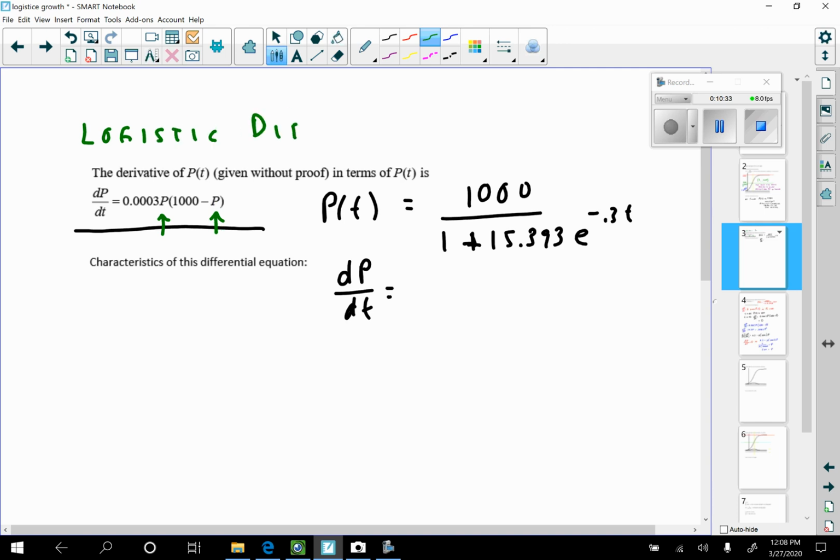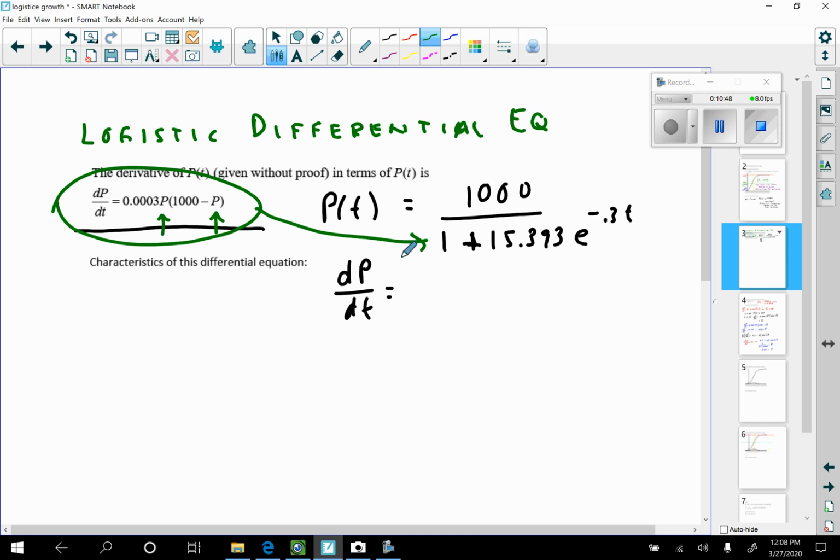And I will tell you, differential equation. We will not need to be able to solve that differential equation and show that it's equal to that. All we need to do is be able to analyze this differential equation in terms of this population P.